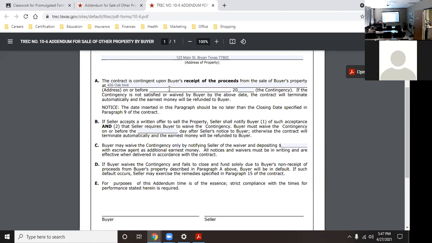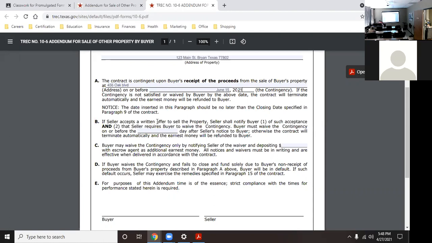And you would put in here on or before, and then basically your closing date. So your closing date for your current property that you own. So if we were closing, let's say, I'll just put June 15th, 2021. So June 15th would be the closing and funding date for 456 Oak, which is my current property.